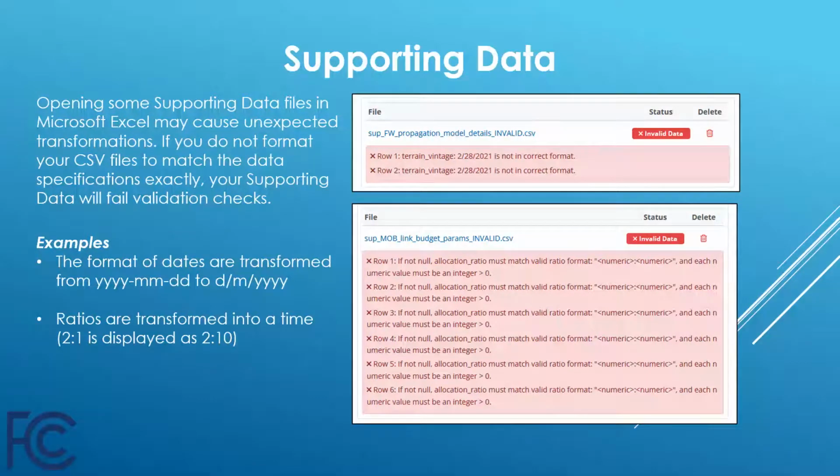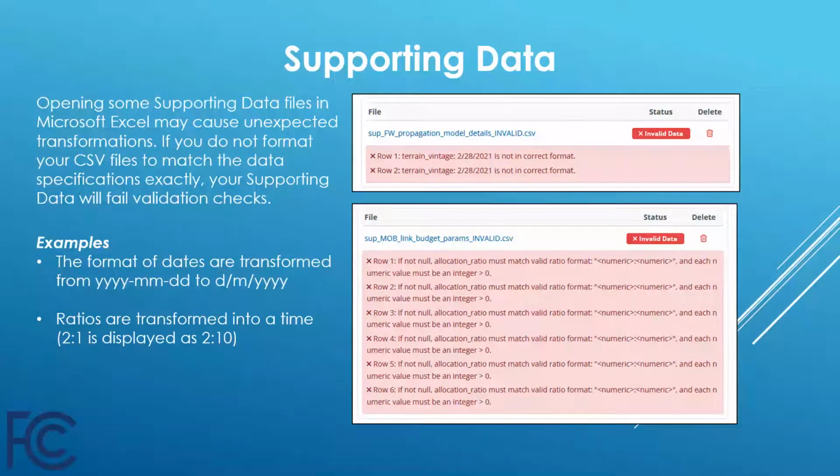There are some important things to keep in mind when working with your supporting data files that must be submitted within the mobile and fixed wireless polygon availability data. In particular, note that opening files, especially CSV files in Microsoft Excel, that were originally created in or output from other software may result in some unexpected transformations. For example, the fixed wireless propagation model details file must include a date that must be formatted as a 4-digit year and a 2-digit month and a 2-digit day.